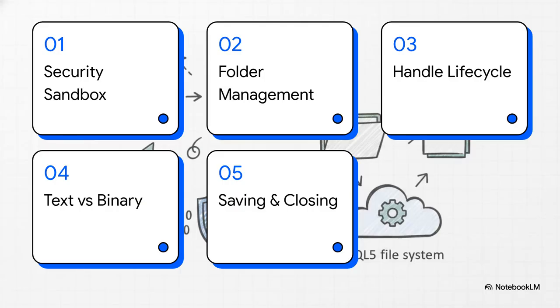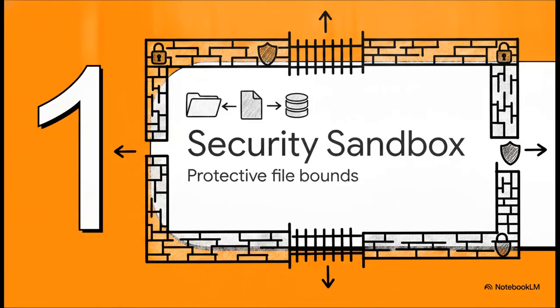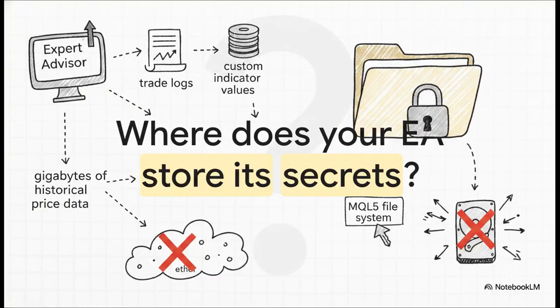Here's our roadmap for following a file's complete lifecycle within an EA. We've got the security sandbox, folder management, the handle-based lifecycle, text versus binary formats, and finally, saving and closing files. Let's get to it. Part 1. The MQL5 Security Sandbox. So, let's kick things off with a pretty fundamental question.